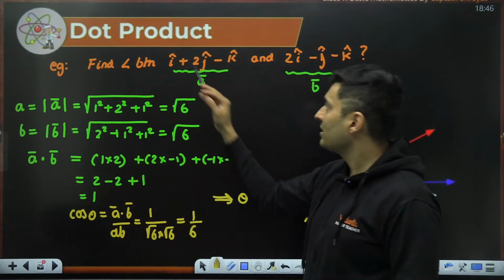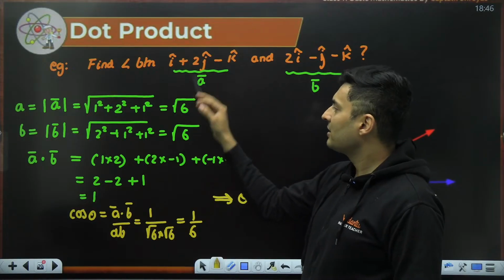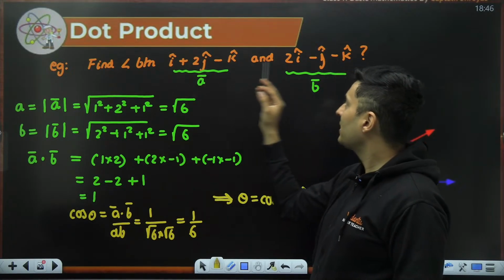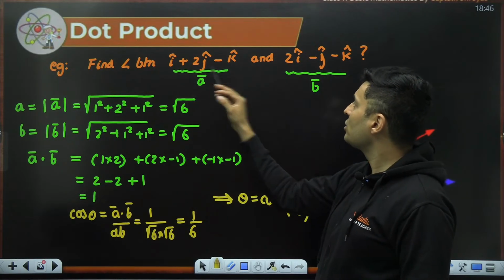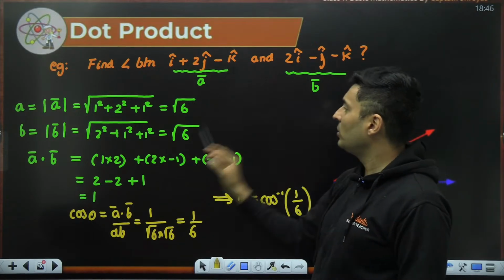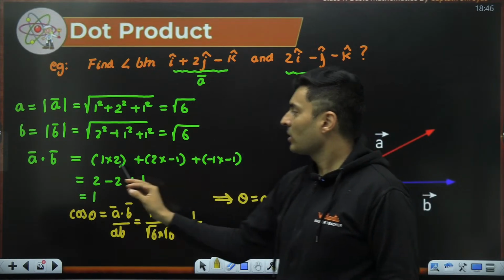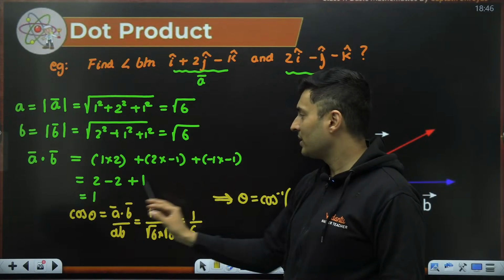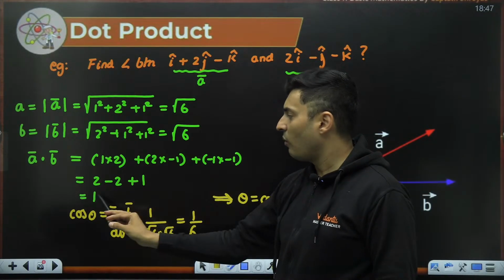A dot B means AX BX, which is 1 into 2. AY BY, which is 2 into minus 1. And AZ BZ means minus 1 into minus 1 over here. This is 2, this is minus 2, this is plus 1. This cancelled, 1 will come.